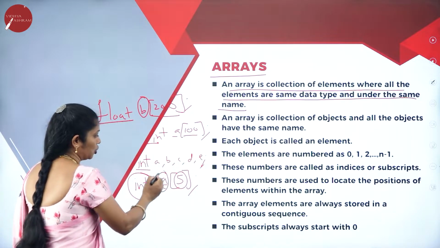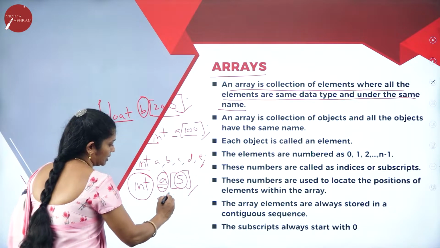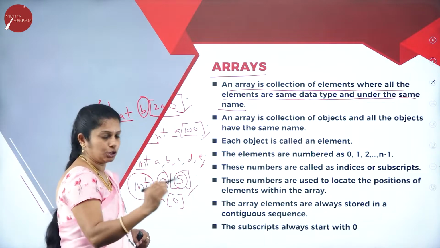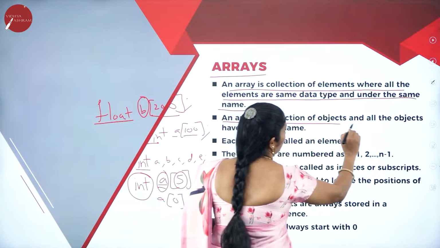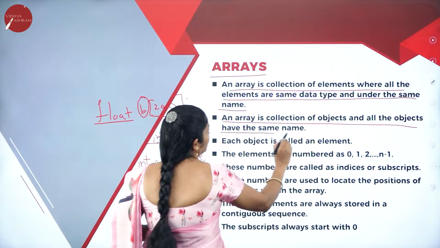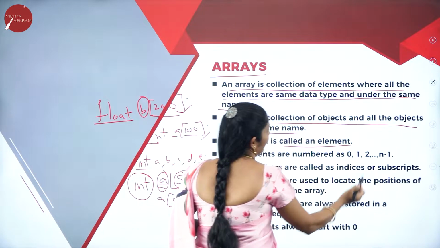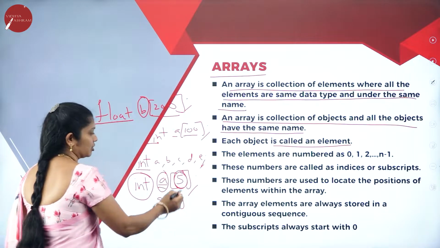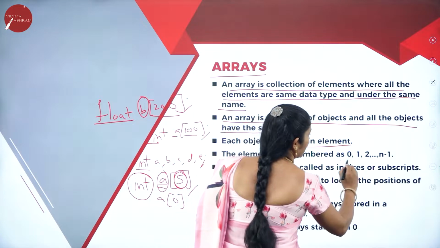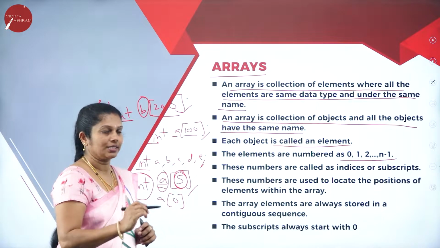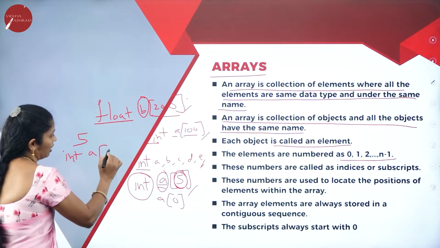All the 5 elements are stored under the same name A only. If I want to access the first element, then the first element position is represented by 0. 0 represents the first element position. A[0] represents the value inside it. It means that an array is a collection of objects, and all the objects have the same name. Each object is called an element. The elements are numbered from 0 to n minus 1. For example, if you have 5 elements, we write int A[5].